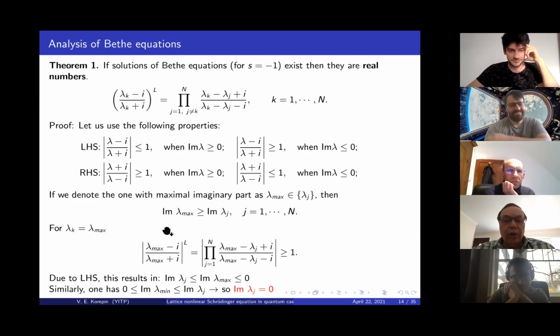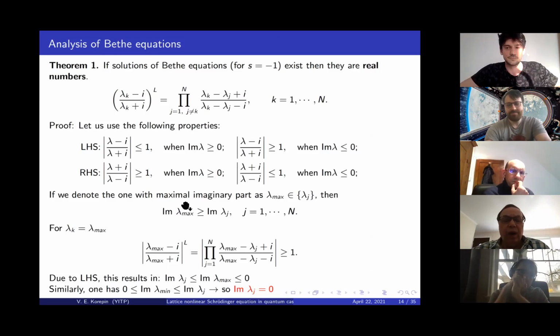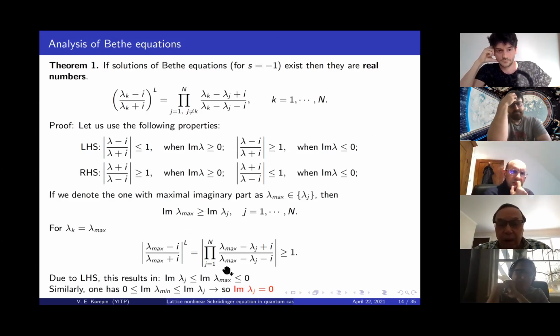So how do I do that? First of all, I choose one of the lambdas with the maximal value of the imaginary part. So far, I haven't proved that the imaginary part is 0. I'm going to prove it, but before that I assume there is some imaginary part. So let's take the maximum. If there are several lambdas with the same maximum, I take one of them. So let's pick the equation corresponding to this maximum. Since it's the maximum, in the right-hand side the imaginary part of this difference will be positive. So the right-hand side will have a modulus greater than 1.